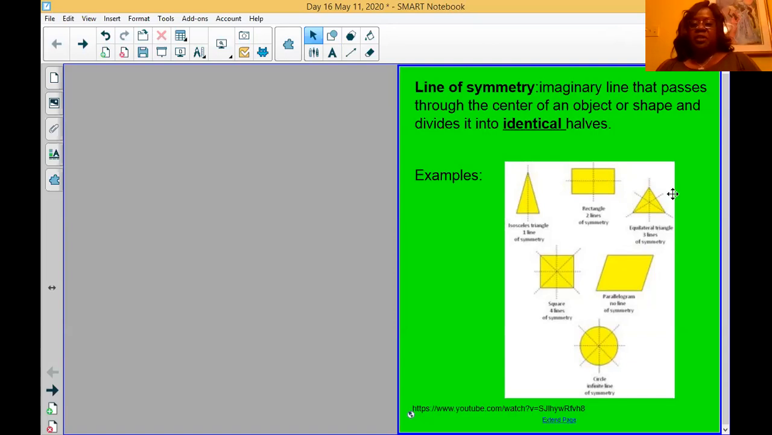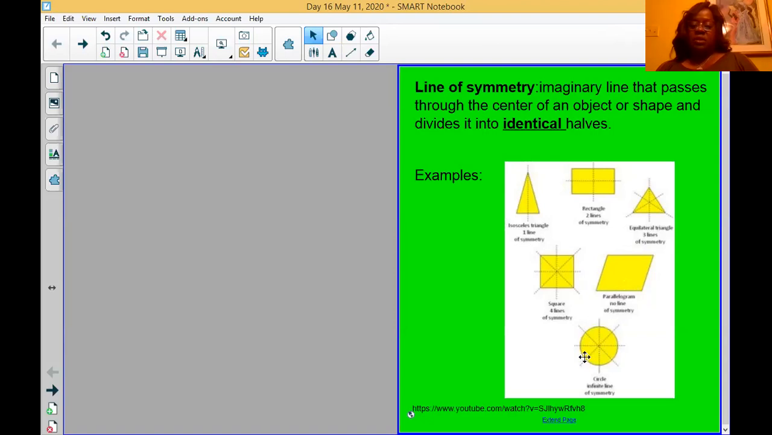So let's go back over here. And let's look, we have another equilateral triangle, and this particular triangle has 3 lines of symmetry. And then here's a square. This square has 1, and then it has 2, and 3, and 4. So a square has 4 lines of symmetry. Now, a parallelogram doesn't have any lines of symmetry, because if I cut a line straight through here, the sides are not going to be identical to each other. They have to look just alike.